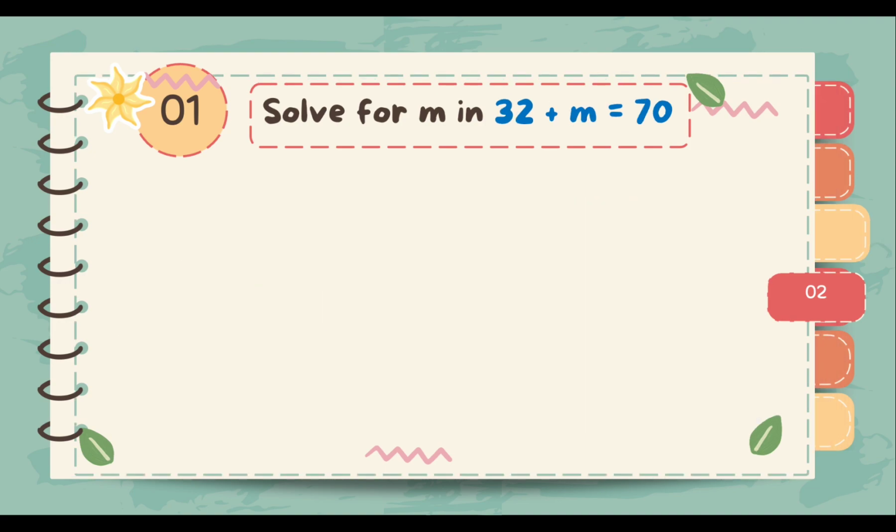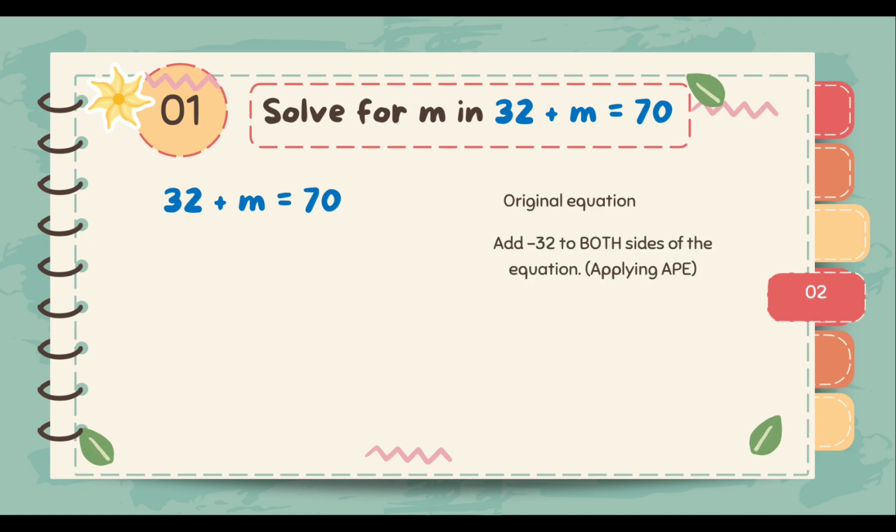Second example, 32 plus m is equal to 70. We again write the original equation. And then remember, we isolate the terms with the variable on the left side and the terms without the variable on the right side. So what do we do? We apply the addition property of equality.